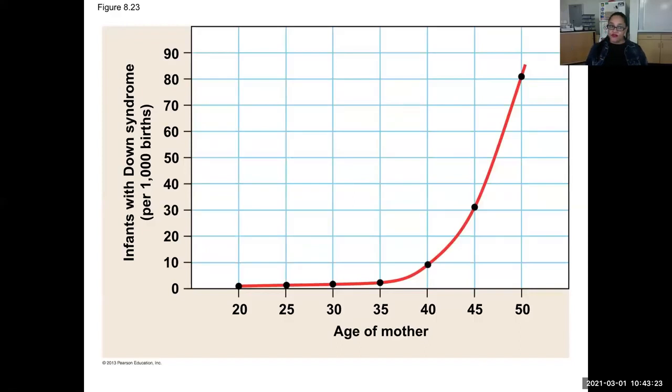And this is just a graph. Infants with Down syndrome and then the age of the mother, you can see it goes up exponentially after the age of 35.